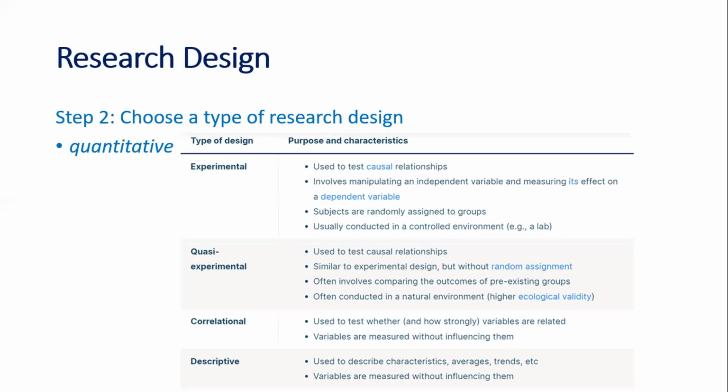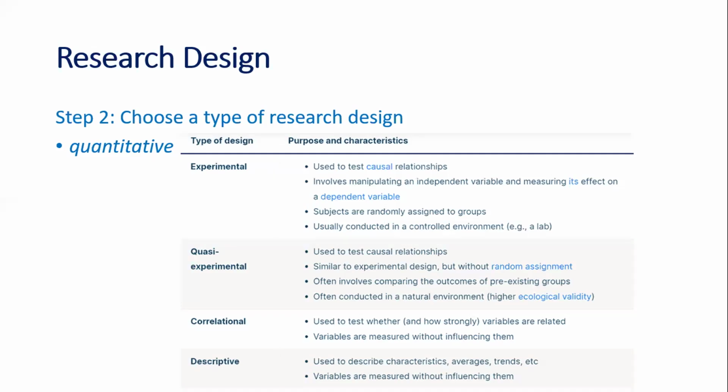On the other hand, quasi-experimental is somewhat similar to experimental but has limitations in selecting your groups. It involves comparing the outcome of pre-existing groups that you don't have much control over. So it is often conducted in a natural environment, so higher ecological validity.